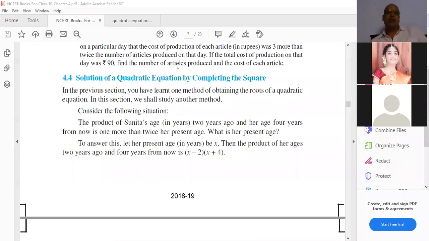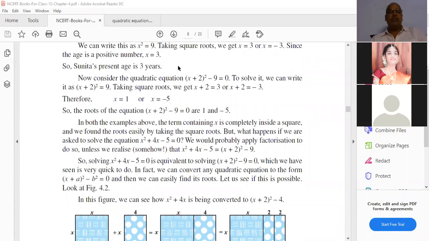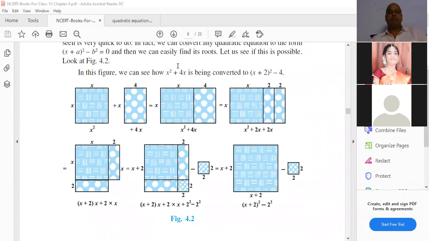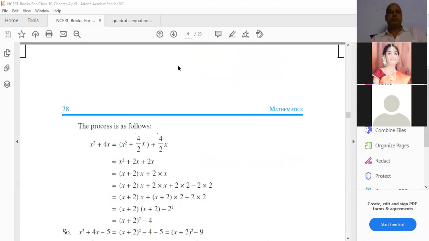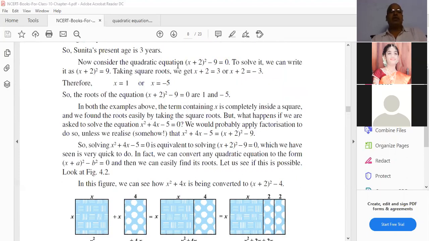Yes, sir. Okay. Solution of a quadratic equation by the completing the square method. With this, you are going to learn the quadratic formula also. See here in the textbook, we gave this method.